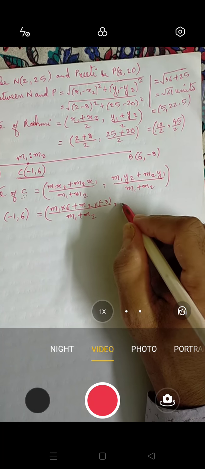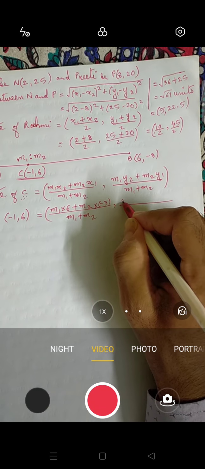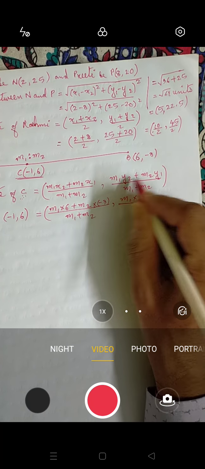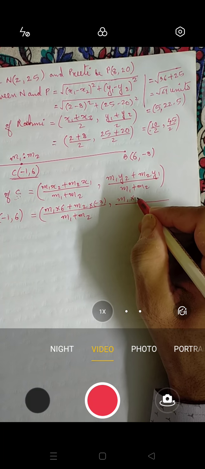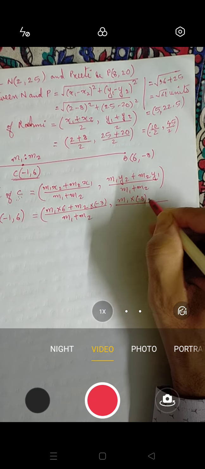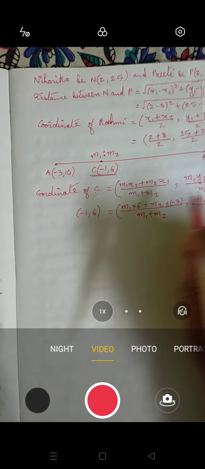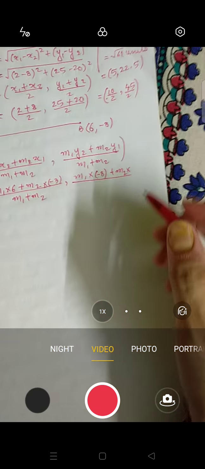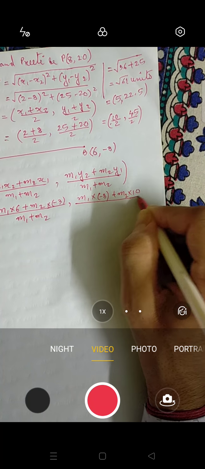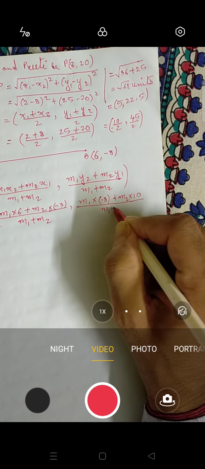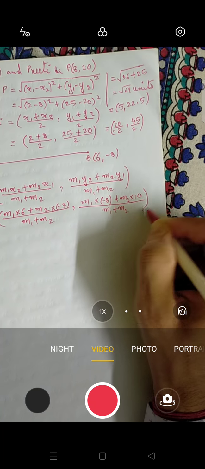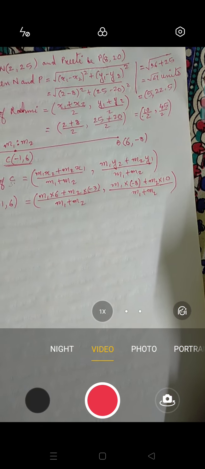Now again M1 into Y2. So you can see Y2 is minus 8 plus M2 into Y1. You can see Y1 is 10. So we are writing 10 by M1 plus M2, bracket close. Any problem?